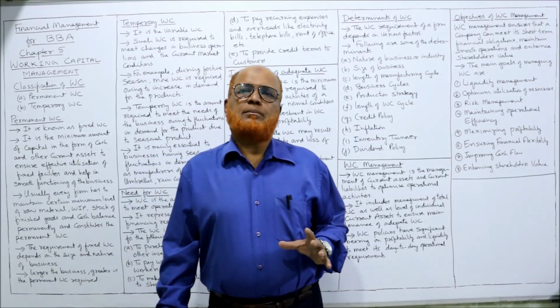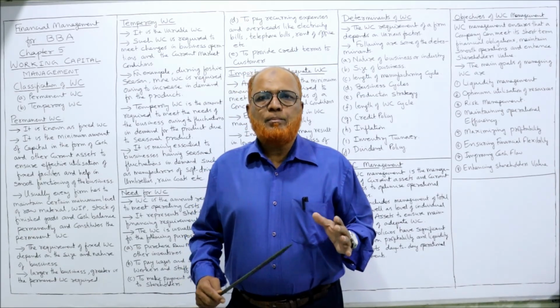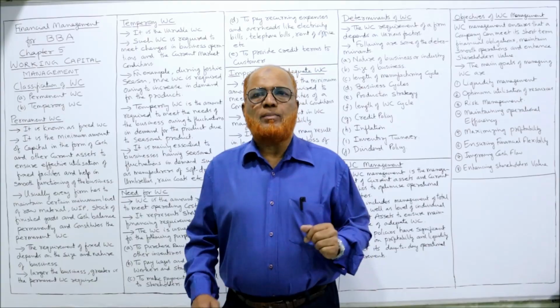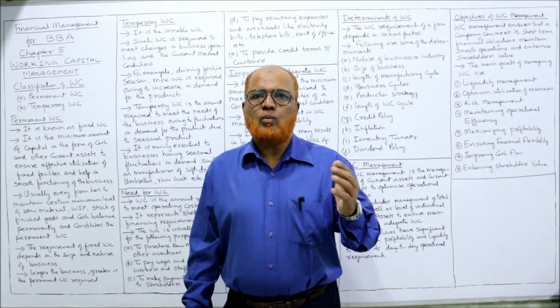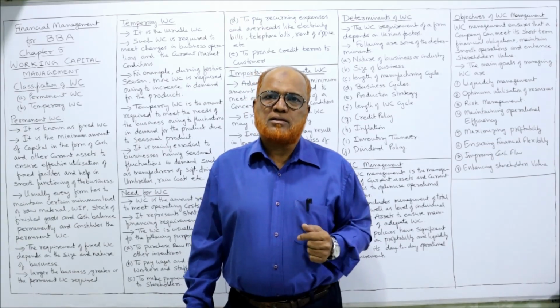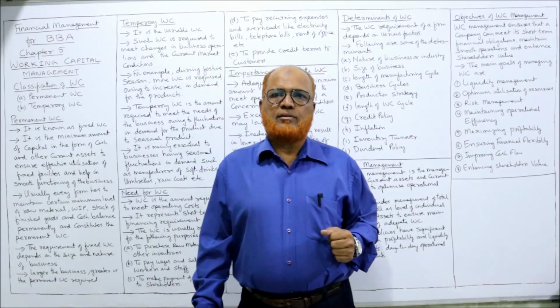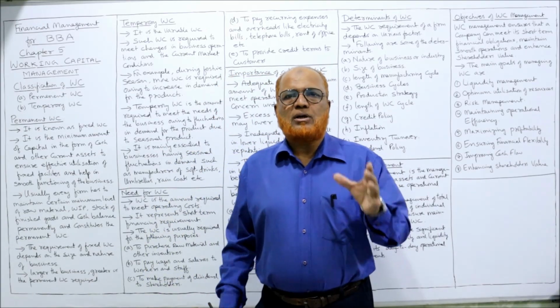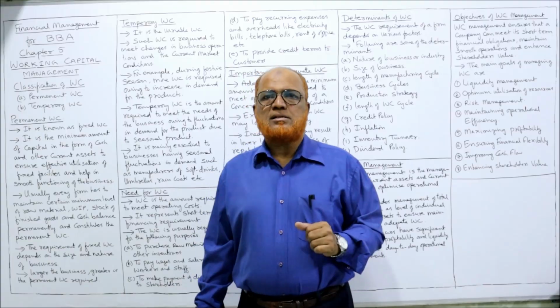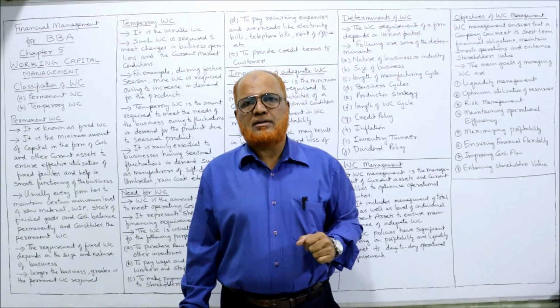So working capital means the investment in current assets. Every business has to invest some amount in current assets like inventories, accounts receivable, cash and cash equivalents. Some amount is already available in the form of current liabilities. Gross working capital means the total investment in current assets, and net working capital is current assets minus current liabilities.